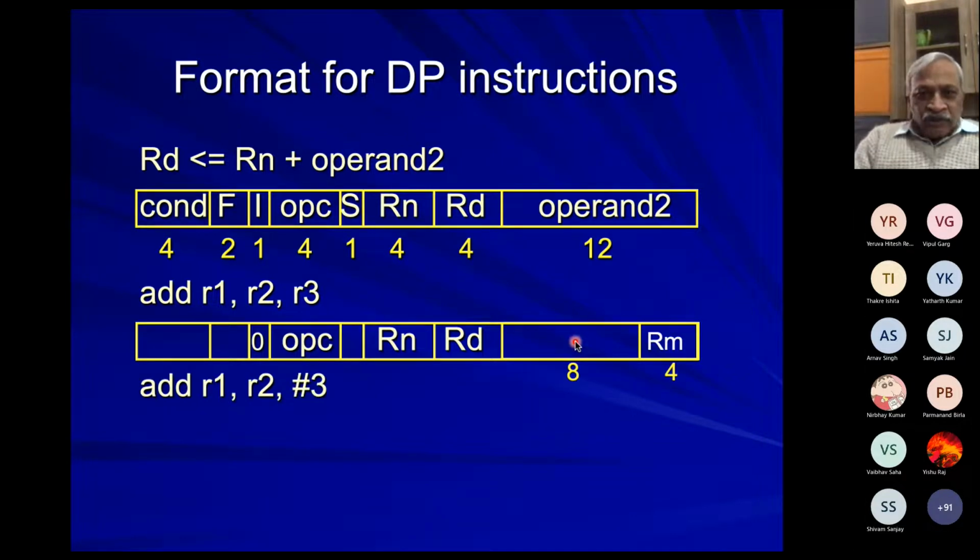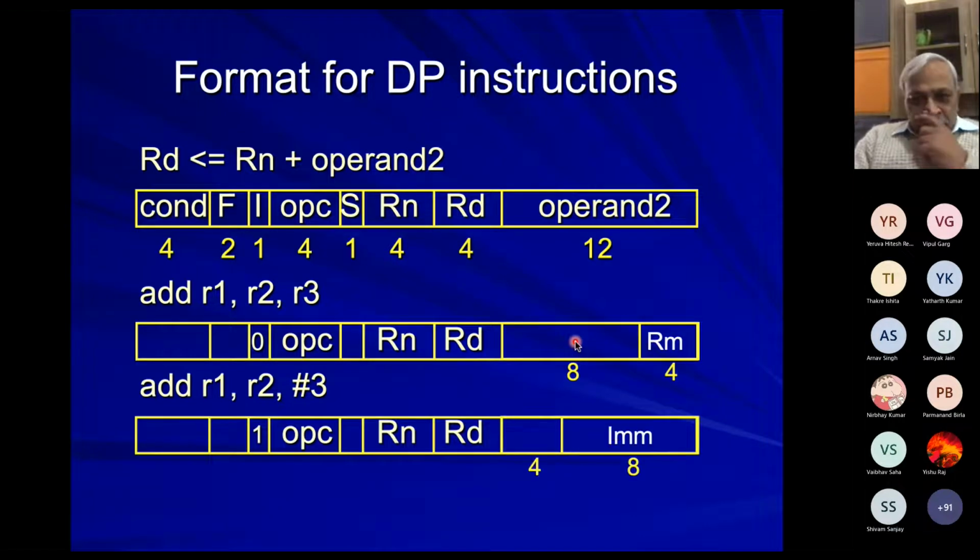Now, on the other hand, if the second operand is a constant 3, then it will be specified in 8 bits here. Okay, which means that this number could be whatever is limited by 8 bits. Okay, then 4 bits play a different role. And the distinction between whether we have this form specifying register or an immediate is actually taken care of by the I field.